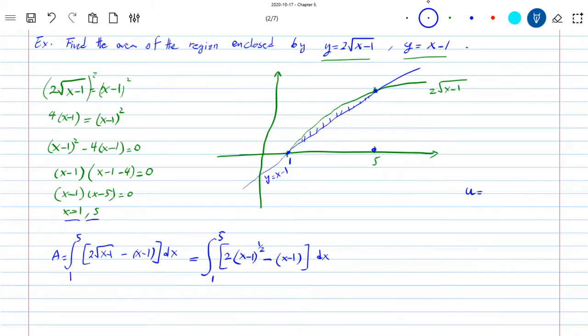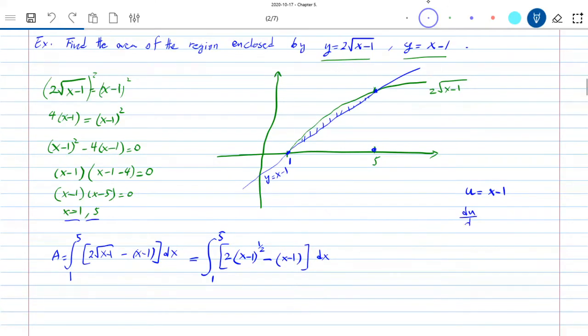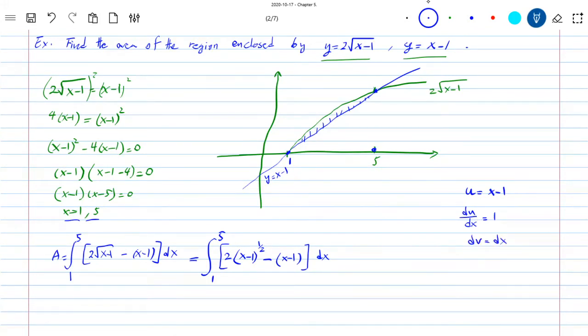We learn the substitution method. I'll pick u to be x minus 1. It's a composition of two functions. One is square root of x, the other one is x minus 1. So I pick the inside function to be u. The derivative of u with respect to x would be 1, since the derivative of x minus 1 is 1. So du equals dx. And we can change the boundaries as well.